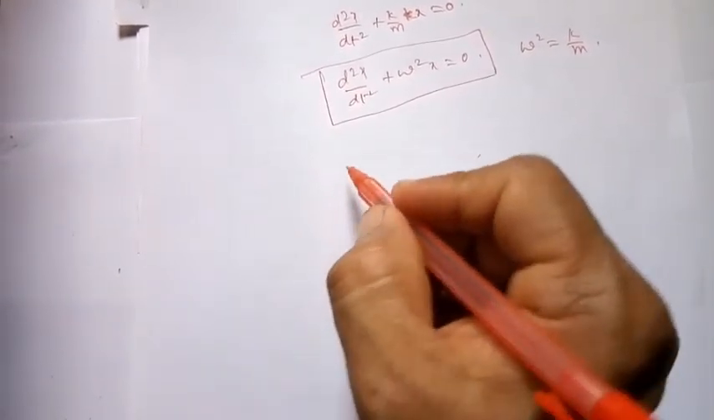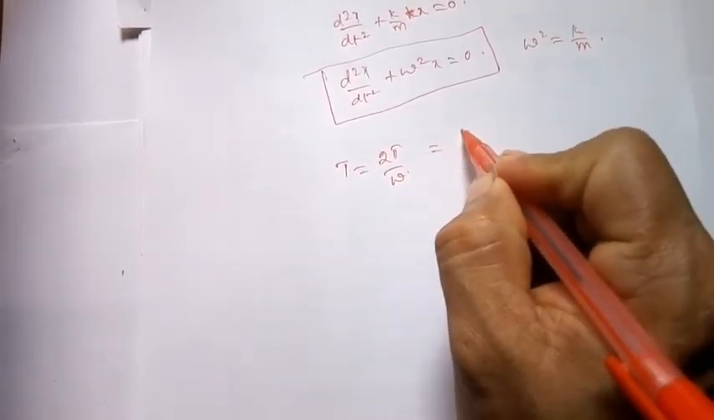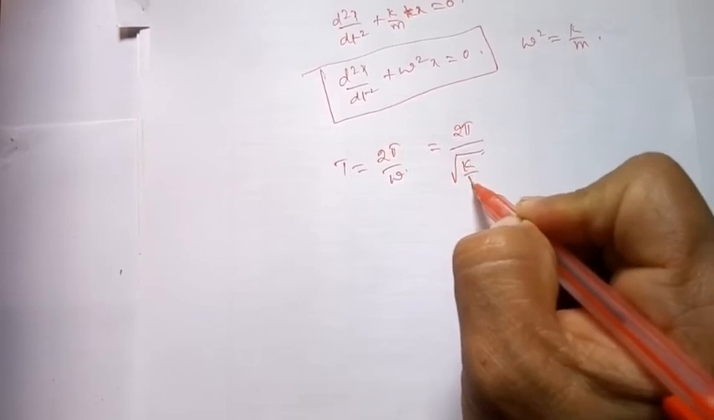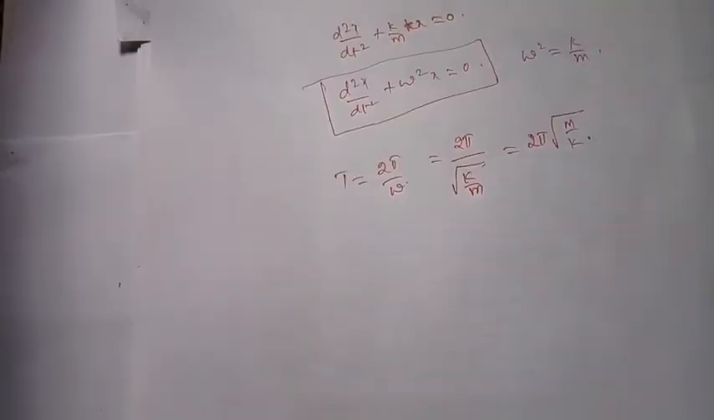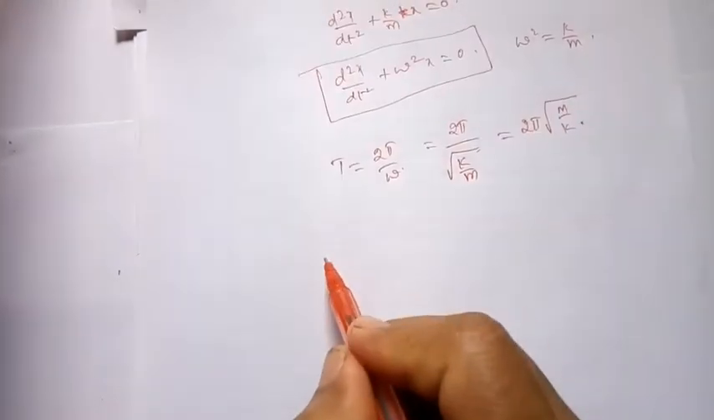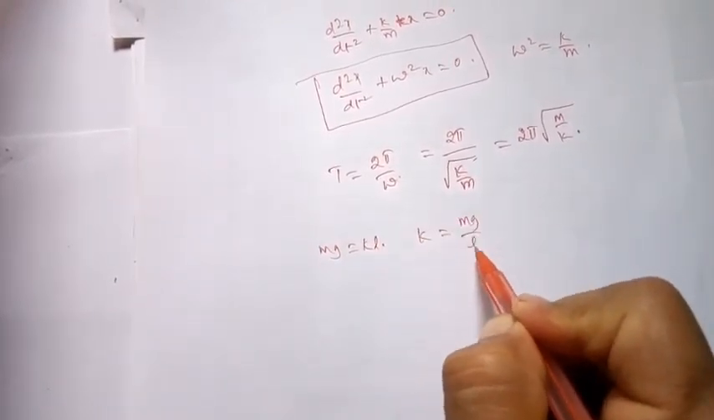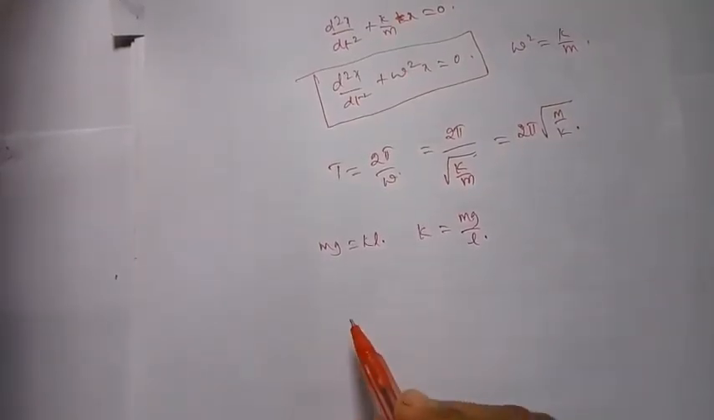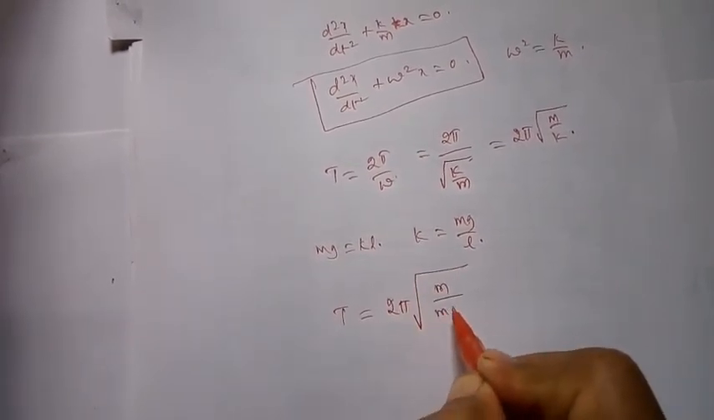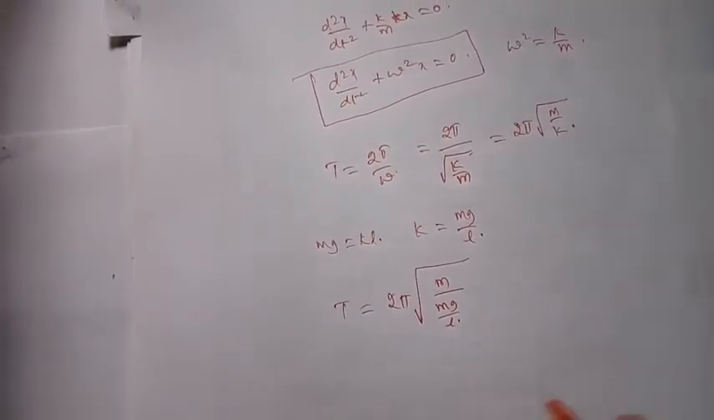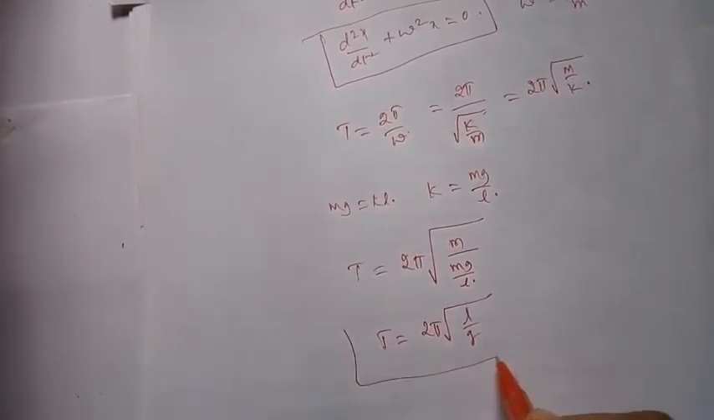So, the time period of oscillation T is equal to 2 pi by omega. That's equal to 2 pi divided by root of k by m, or that's equal to 2 pi into root of m by k. But you know, mg is equal to kl, or k is equal to mg by l. So therefore you can write the period as 2 pi into root of m by mg by l, or simply T is equal to 2 pi into root of l by g.